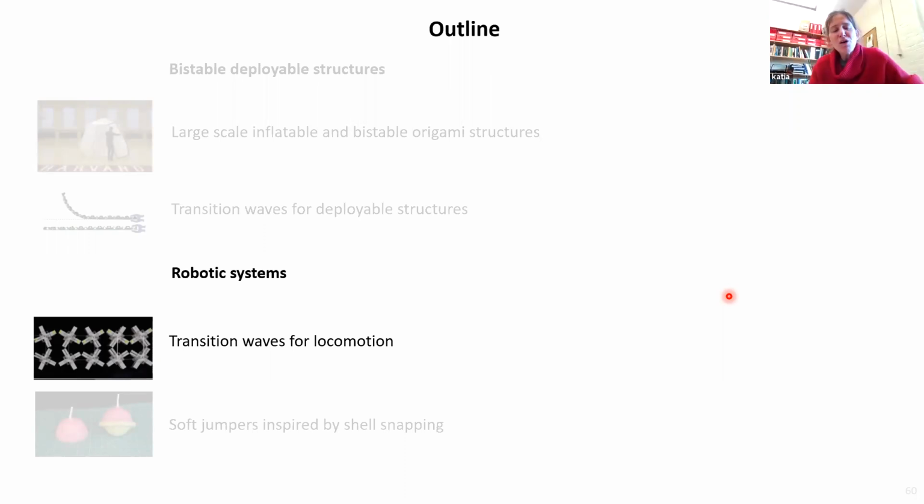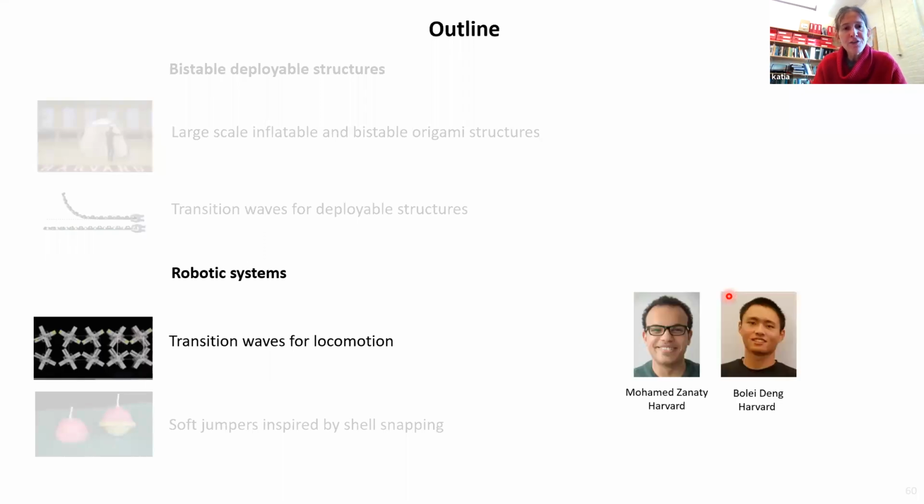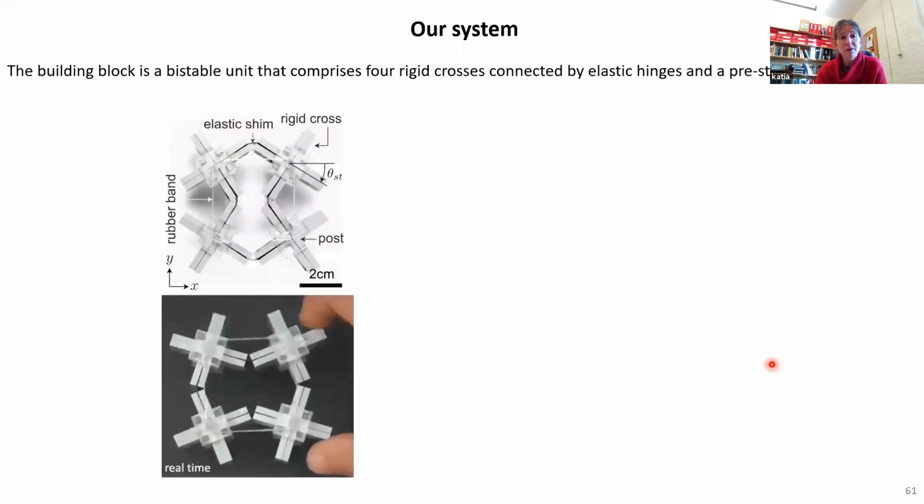Good. So what we have been looking at is both instabilities, that's the second project, and also transition waves. So somehow, make this system move around. The first project I'm going to tell you about is how we can explore transition waves, the same type of waves we have been looking at in the project I just presented, in this case to achieve locomotion. This project was led by my postdoc Mo and my student Bole.